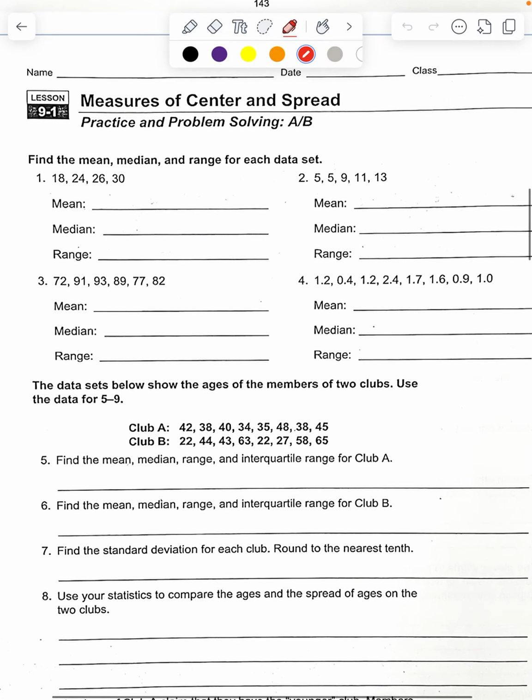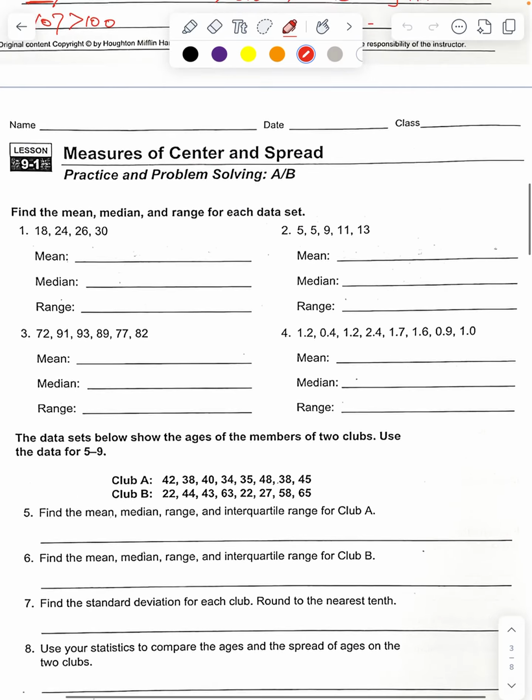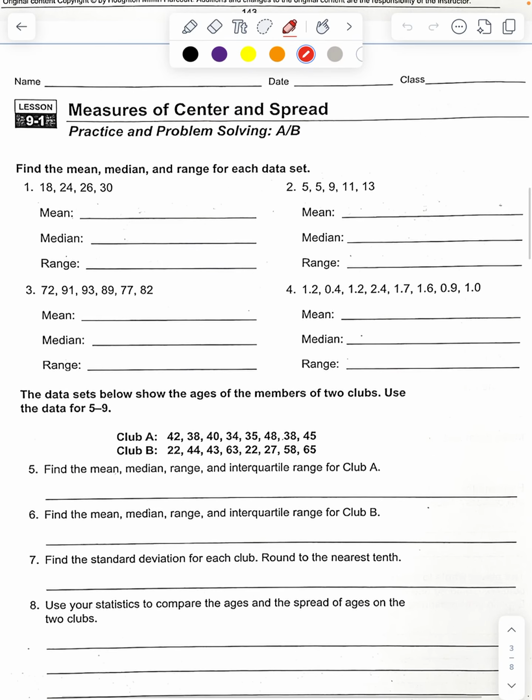Okay, Unit 4, Lesson 9.1. This is page 149. I believe in your package, you may have lesson 9.2 first. The order was a little bit wrong from your package. Okay, so let's do lesson 9.1 first.